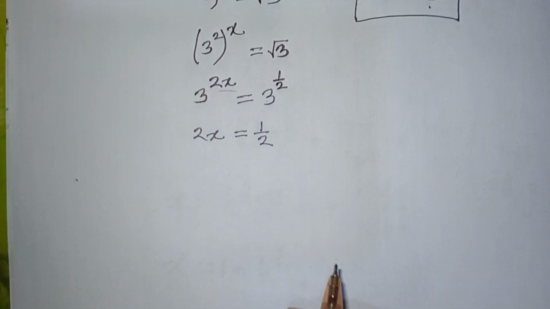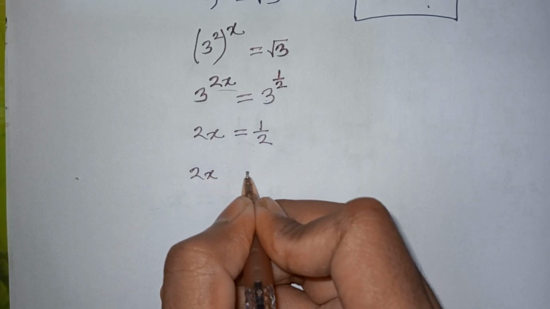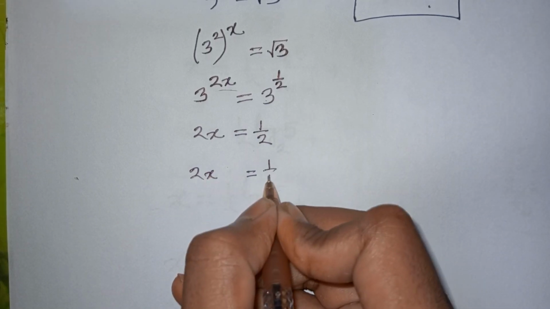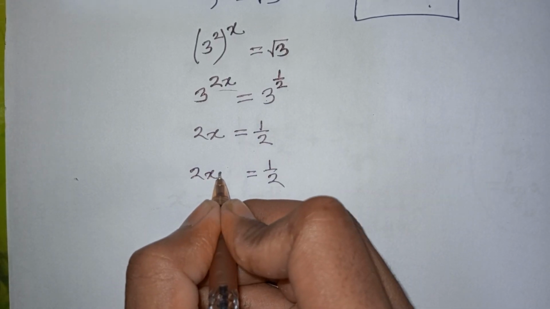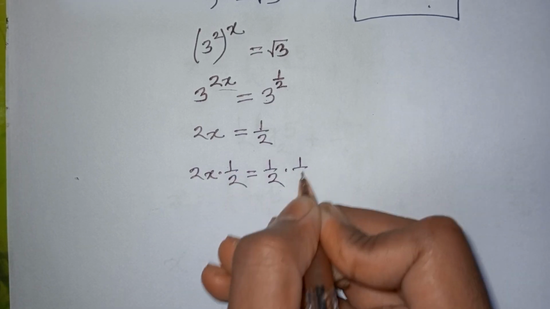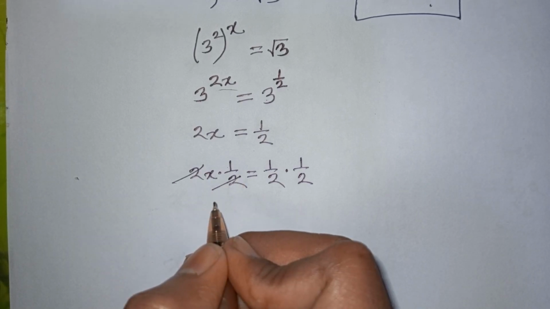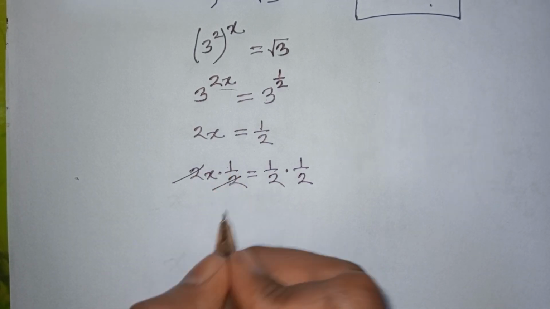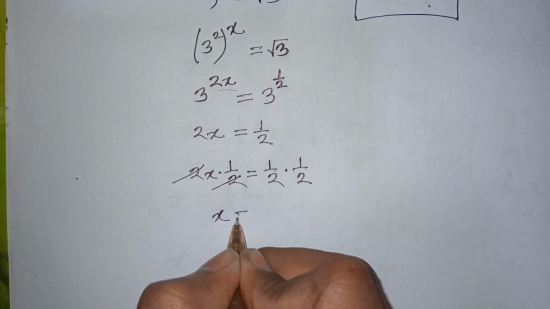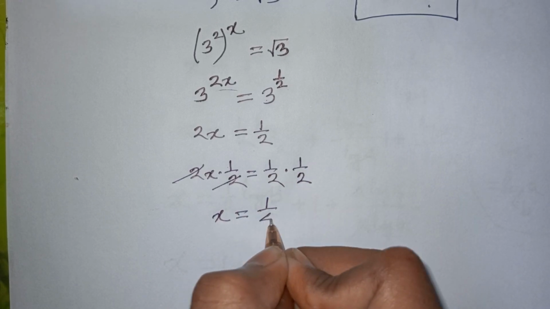In the next step, we have 2x is equal to 1 over 2. Now we multiply by 1 by 2 on both sides because we need the value of x. So this 2 will be cancelled. So we have x times 1, so it will be x is equal to 1 times 1, so it will be 1 over 2 times 2, so it will be 1 over 4.